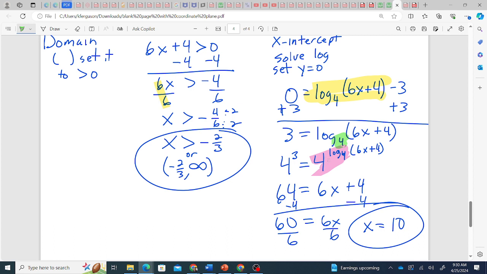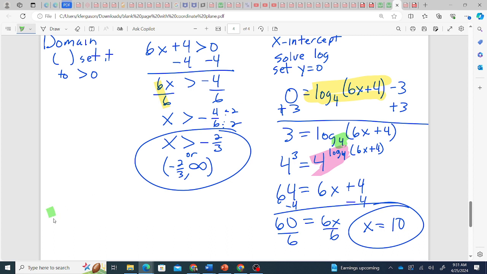It's the same principle when I got plus 4 and I subtract 4. Those are inverse operations. They cancel each other out. It's the same principle when I got 6 times x divided by 6. Times 6 divided by 6 are inverse operations. They cancel each other out. Exponents and logs are inverse operations. So that's x-intercept and domain.